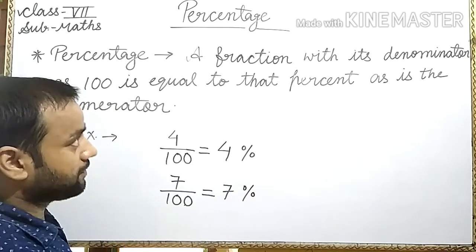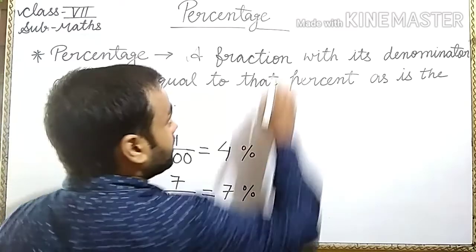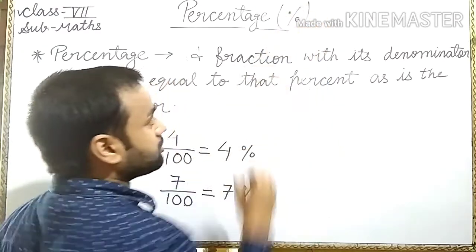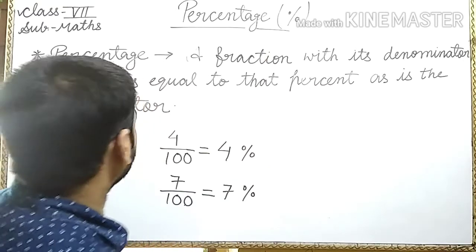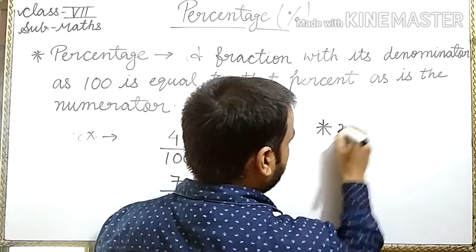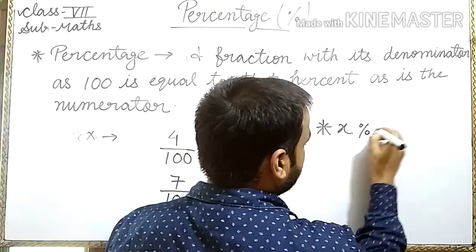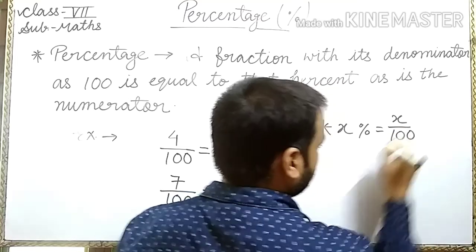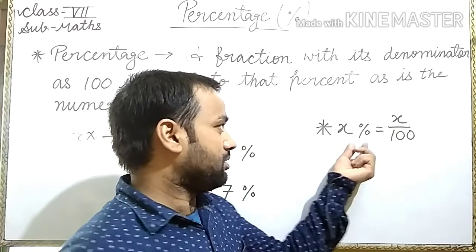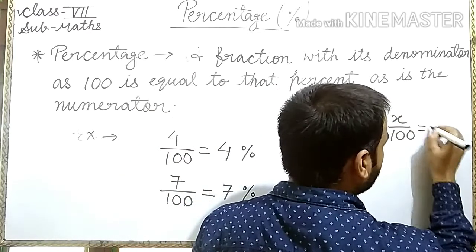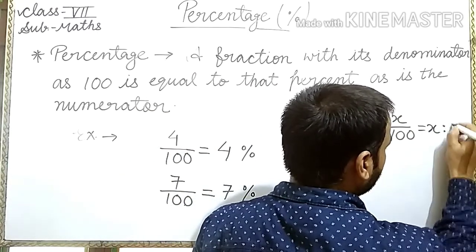Is it clear? Percentage is denoted this way. Always remember this symbol is called percentage. Also write the next point: x percent means x upon 100. X percent is also written as x upon 100. In ratio, you also write x is to 100.